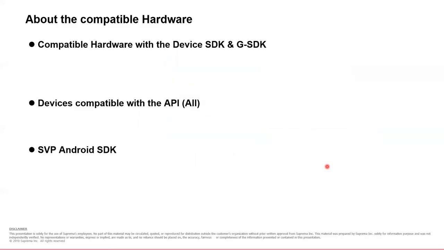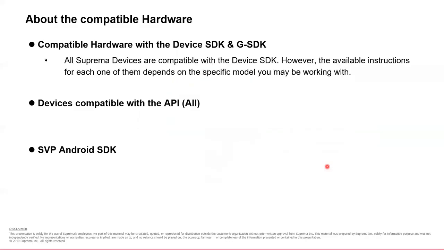All right, about the compatible hardware, when we are speaking about the Device SDK or the Suprema G SDK, all Suprema devices are compatible with that. That means if you have a Suprema device, specifically from the second generation, although we also have an SDK for the first generation, but that is already end of life, discontinued. But if you have a second generation device, a device which had been migrated to a second version for BioStar 2, you may be able to use those devices with the SDK or the GSDK.